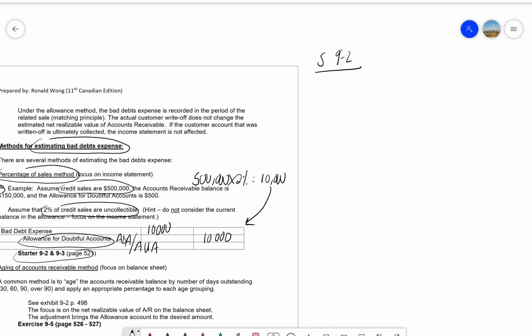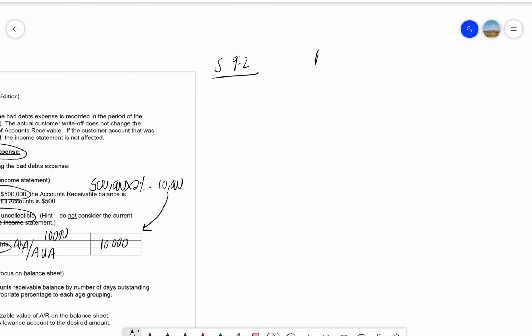Now looking at 9-2, we have this company, Spring Break Travel. They've earned revenue of $700,000 on account, and at the end of the year, their accounts receivable is $80,000. And they're going to use the allowance method, and that's what we're focusing on, to record their bad debts expense. Now, they estimate that 1% of their revenue will be their bad debts expense. So let's just set up what we know here. Currently, they have accounts receivable sitting there of $80,000.